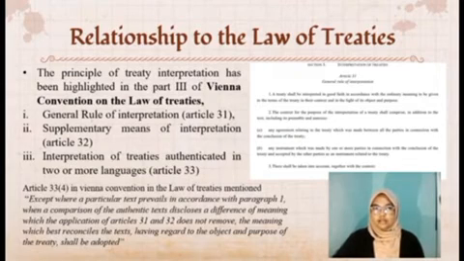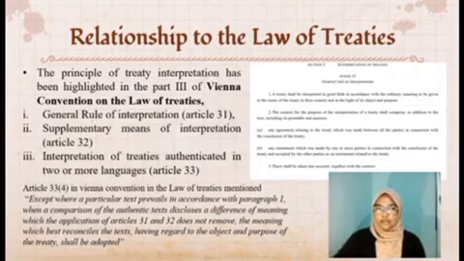As we can see, Article 33(4) of the Vienna Convention on the Law of Treaties mentions that, except where a particular text prevails in accordance with paragraph 1, when a comparison of the authentic texts discloses a difference of meaning which the application of Articles 31 and 32 does not remove, the meaning which best reconciles the texts, having regard to the object and purpose of the treaty, shall be adopted.